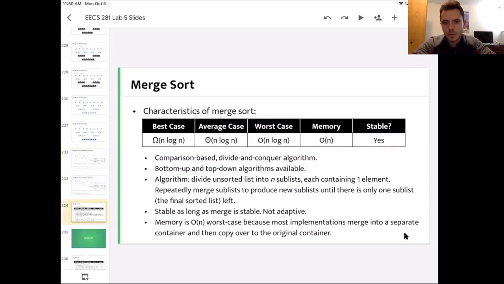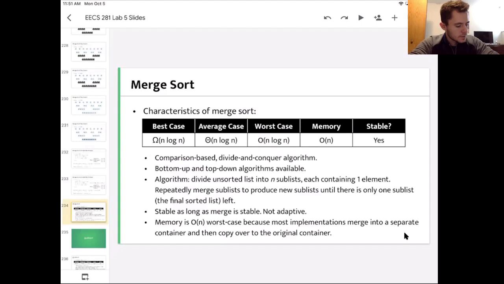Are there any questions about merge sort? Okay, so I don't see any questions.